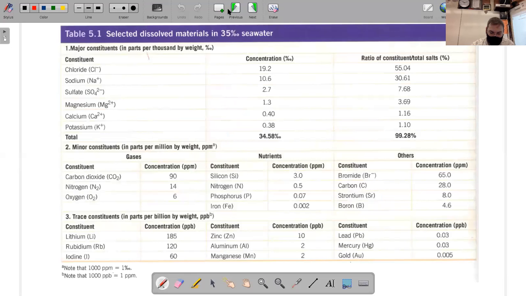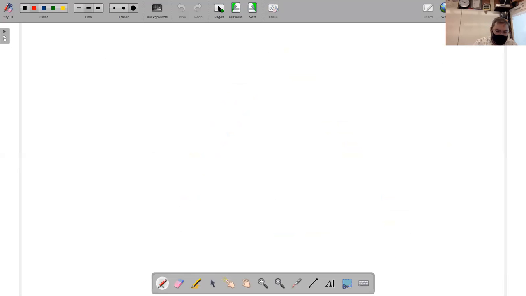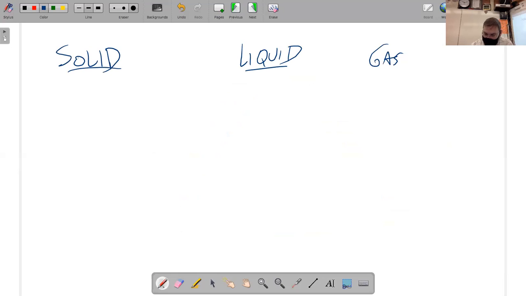Let's go back. Previous, next page. So water can exist as a solid, as a liquid, and as a gas. I don't know why this thing's on here. That's kind of weird. So I can drag this to a different screen. There we go. So how does water exist as a solid?